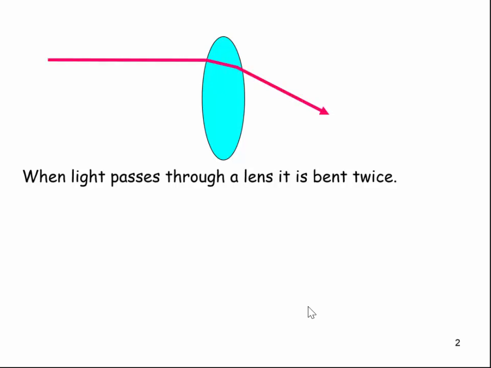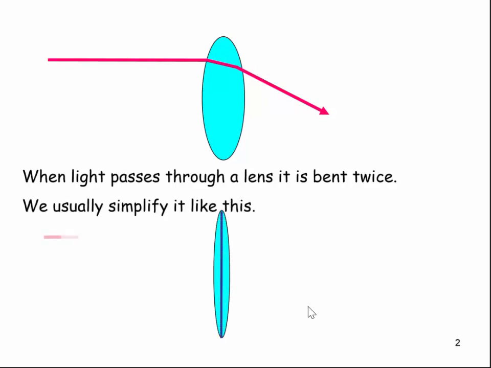We're going to talk about ray diagrams for lenses now, and they're very, very similar to that we have for mirrors. So when light passes through a lens, it's bent twice. It's bent at the first boundary between the air and the lens, and then at the second boundary between the lens and the air again. We tend to simplify this when we are drawing ray diagrams for lenses, so we just say that it bends at the lens.